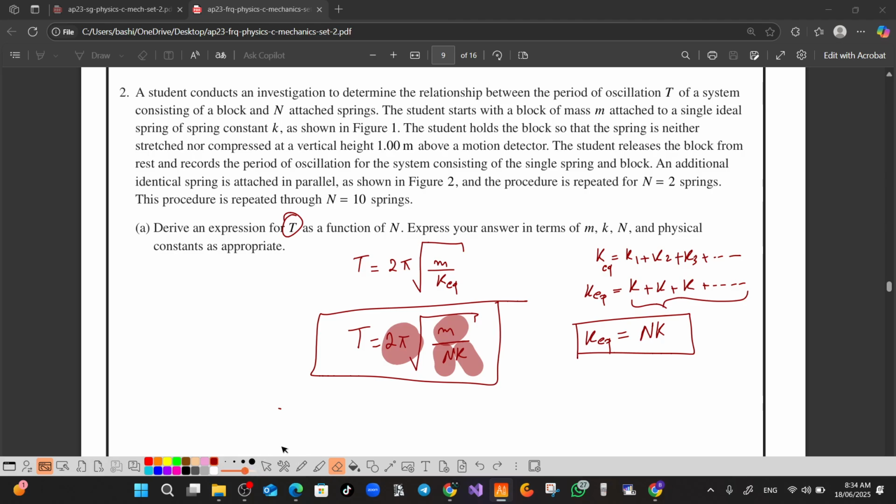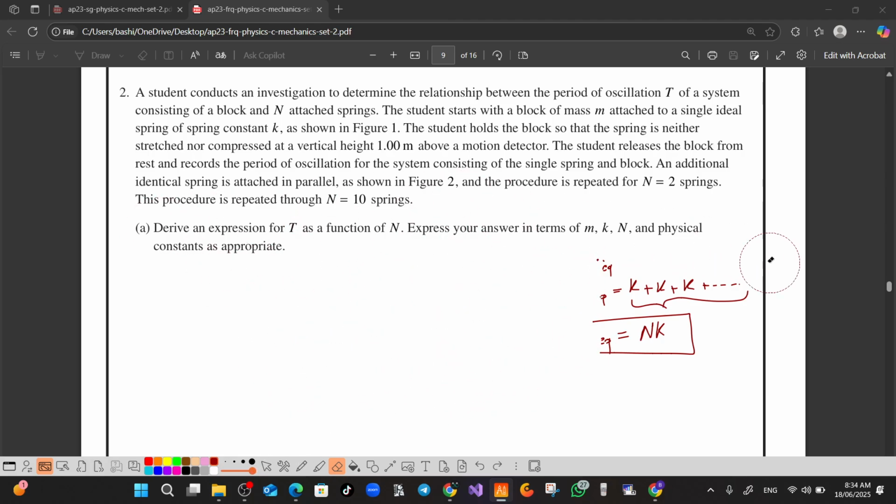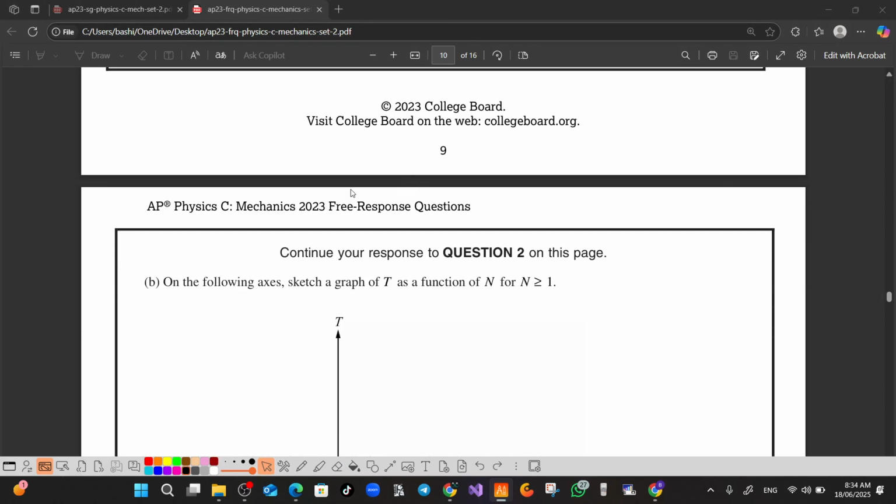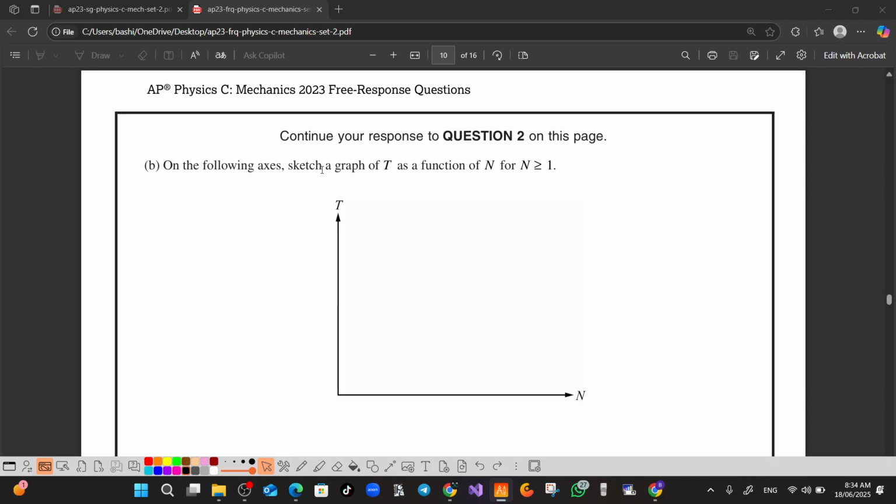Neat. Let's keep moving. We have a long journey today. Now, on the following axis, sketch a graph of T as a function of n for n greater than or equal to 1. So in this question, they want me to start from the number of springs equal to 1, which means we have only one spring, and above. So the sketch should start from 1 and above.